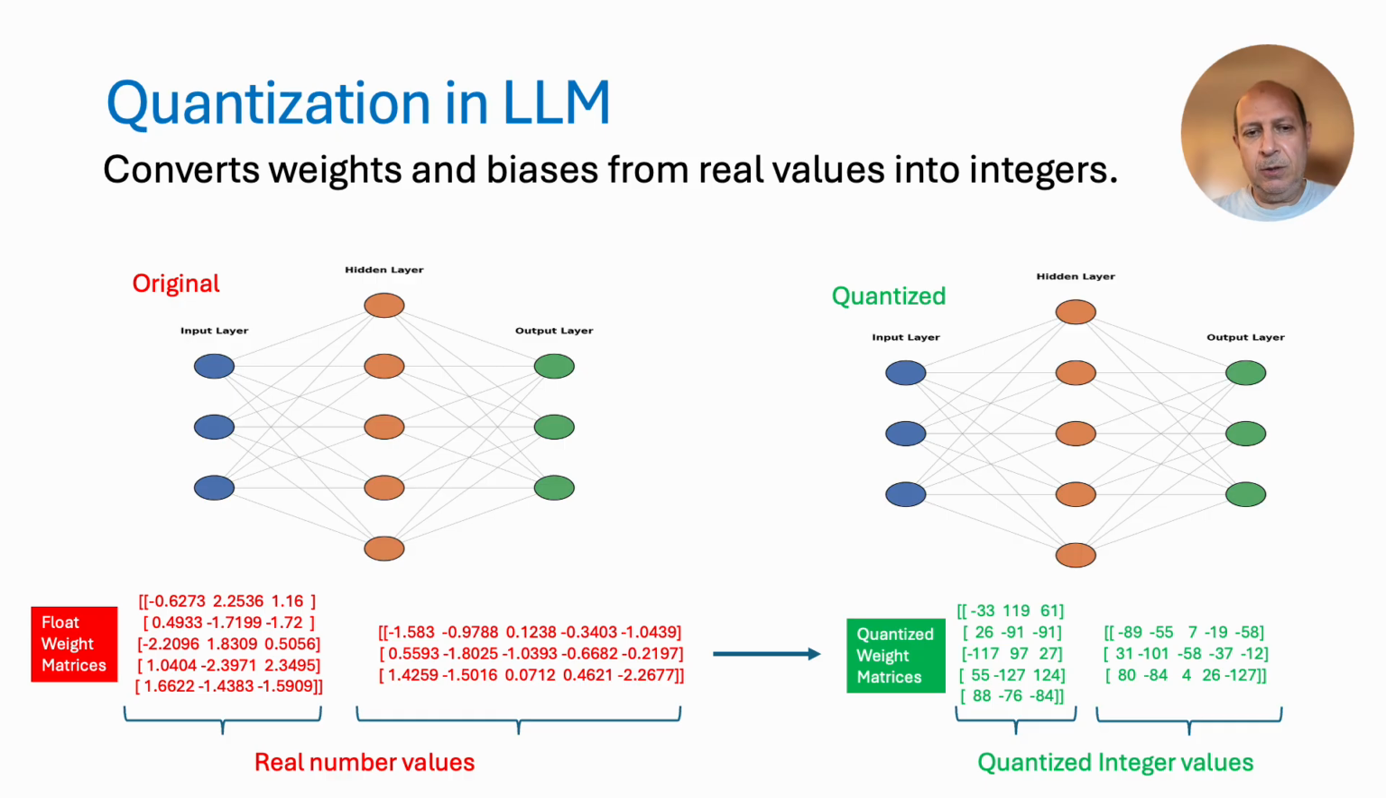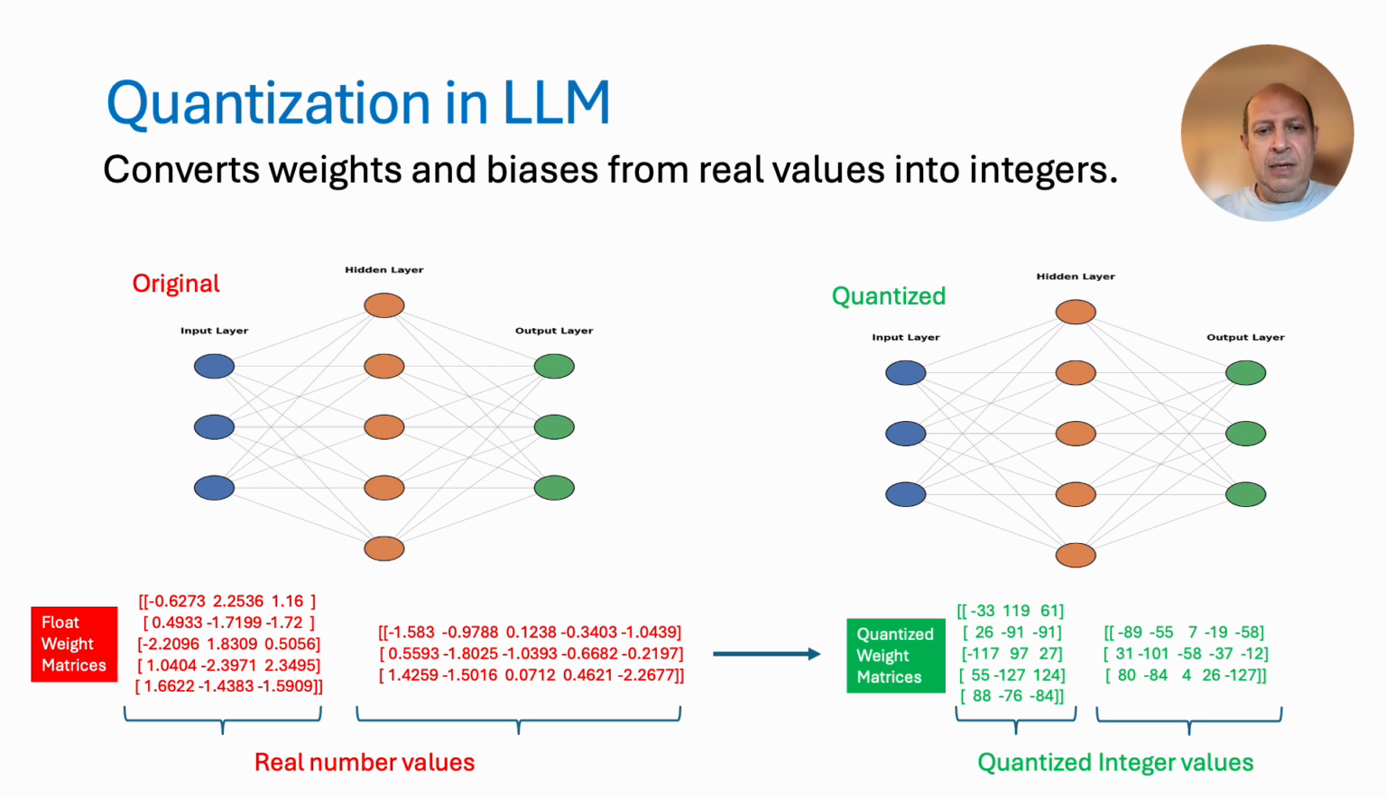Quantization in large language models converts weights and biases from real values into integers. Let's take a look at the example below. On the left-hand side of the screen, we see the original neural network comprising an input layer, a hidden layer, and an output layer.